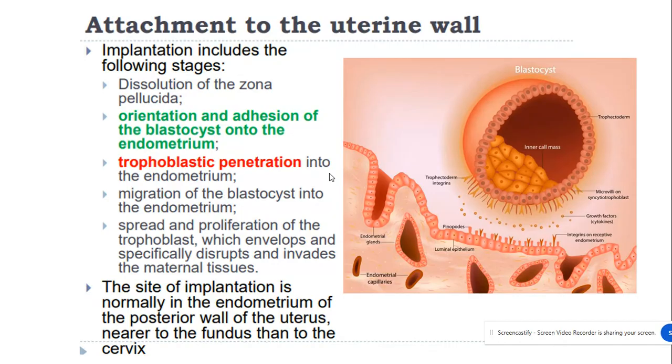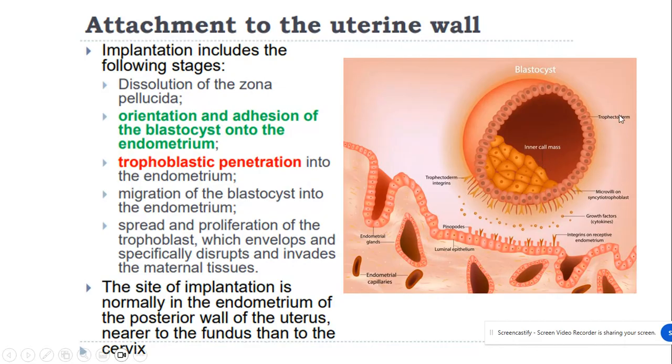Spread and proliferation of the trophoblast, which involves and specifically disrupts and invades the maternal tissues. The site of implantation is normally the endometrium of the posterior wall of the uterus, nearer to the fundus than to the cervix. It's closer to the fundus than to the cervix, right? Site of implantation. And so that's the blastocyst.